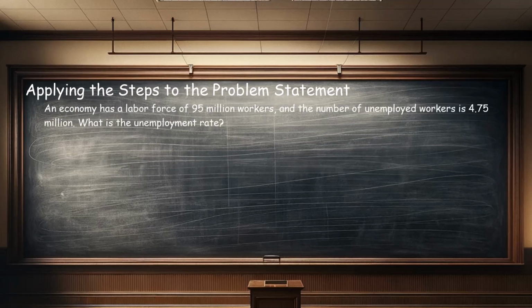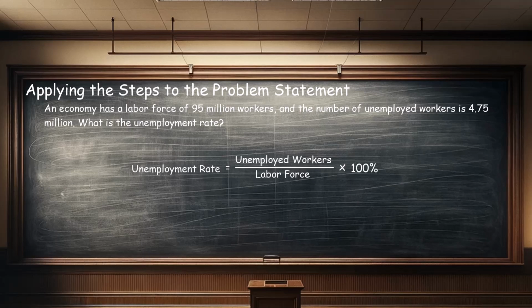Now let's find a solution to the problem statement using the process outlined in the previous section. 1. Write the formula for the unemployment rate. For this example, let's use the percentage formula. The unemployment rate equals the number of unemployed workers divided by the size of the labor force times 100%.